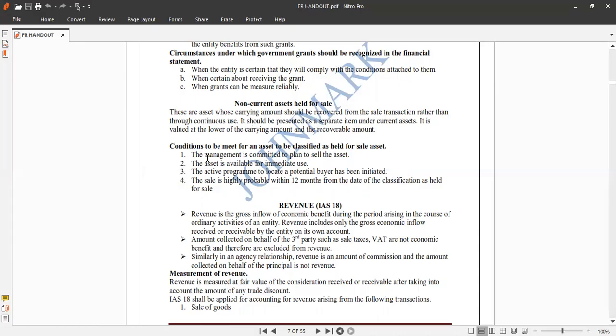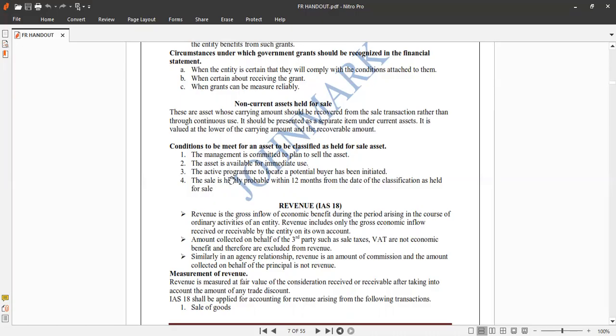What are the conditions to be met for an asset to be classified as a held for sale asset? One, the management is committed to a plan to sell the asset. And how can you measure the commitment? That means it's something under their meeting minutes. Then number two, the asset is available for immediate sale, not immediate use. The asset is available for immediate sale.